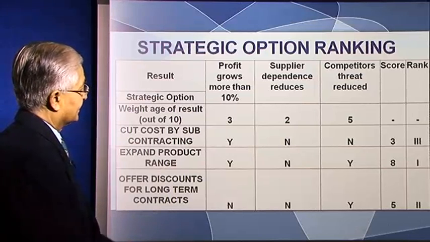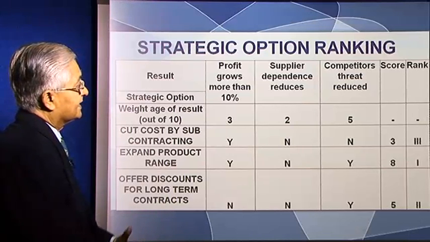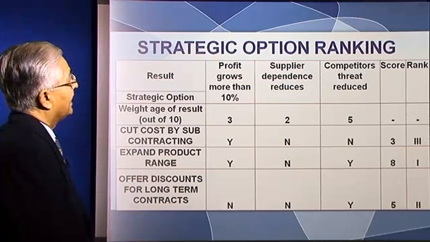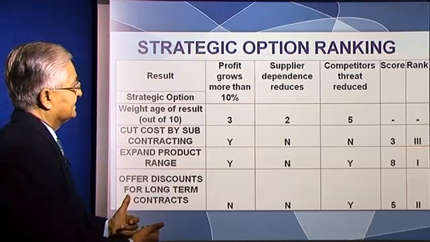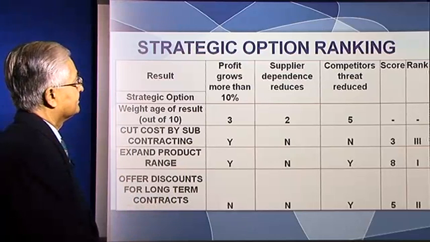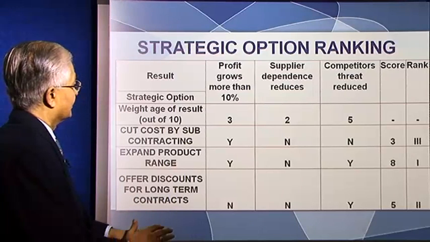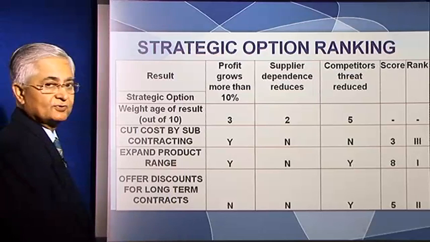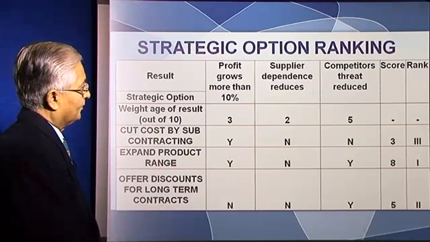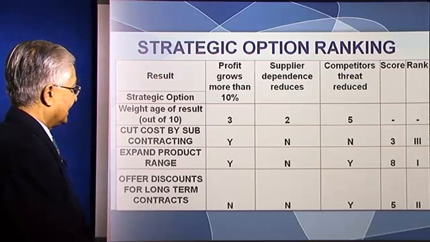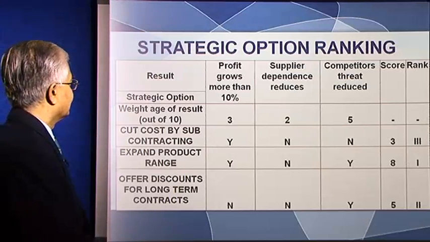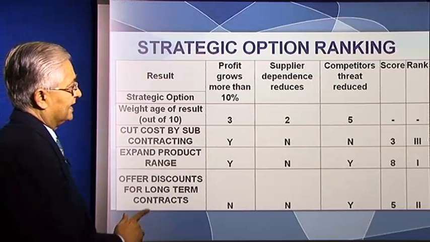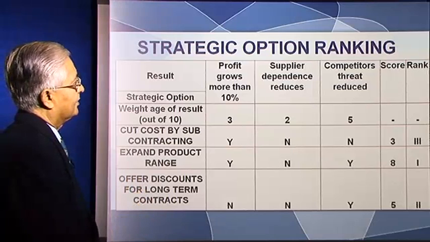Now these three result areas are considered, and we understand that it is the second strategic option that has the highest score. The third has the second highest score, and the first has the lowest score. So we rank them in that order as 1, 2 and 3 depending on the score.